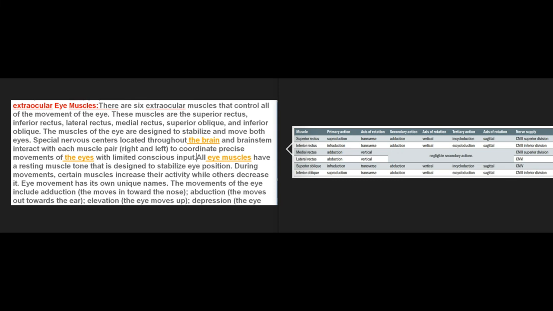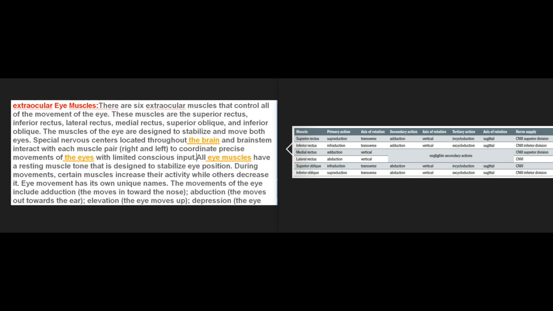Extraocular eye muscles. There are 6 extraocular muscles that control all of the movement of the eye. These muscles are the superior rectus, inferior rectus, lateral rectus, medial rectus, superior oblique, and inferior oblique. The muscles of the eye are designed to stabilize and move both eyes. Special nervous centers located throughout the brain and brainstem interact with each muscle pair, right and left, to coordinate precise movements of the eyes with limited conscious input.